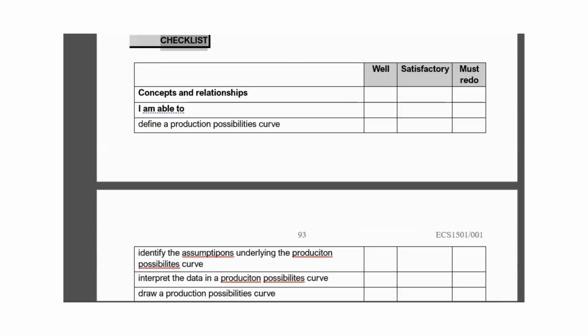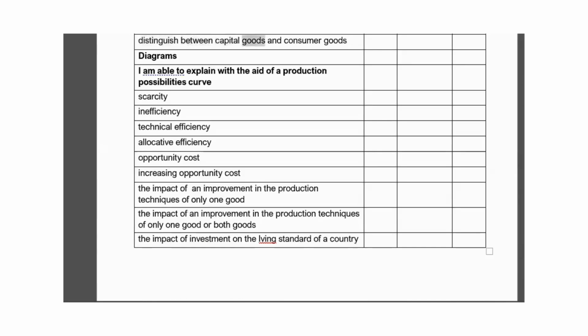Checklist. Well. Satisfactory. Must redo. Concepts and relationships. I am able to define a production possibilities curve. Identify the assumptions underlying the production possibilities curve. Interpret the data in a production possibilities curve. Draw a production possibilities curve. Distinguish between capital goods and consumer goods.